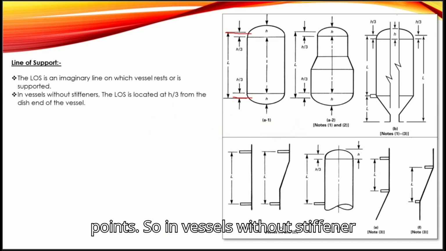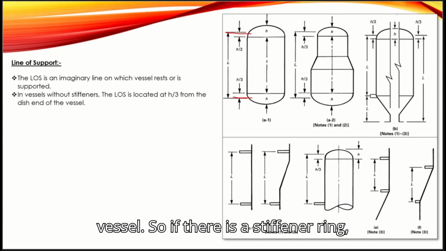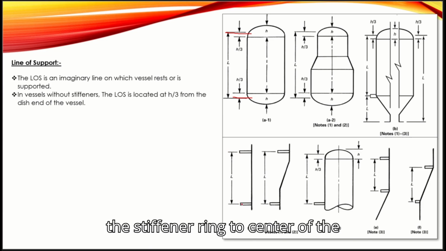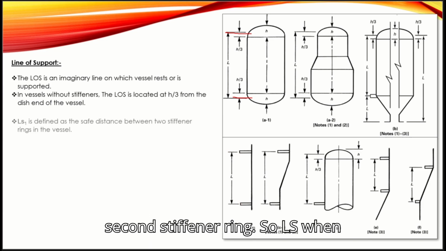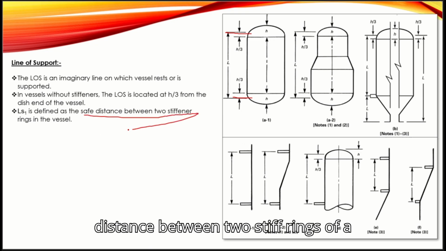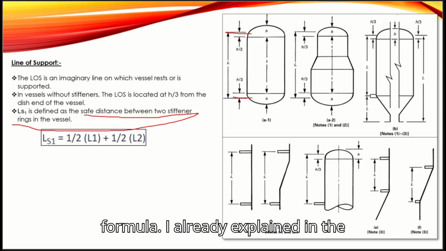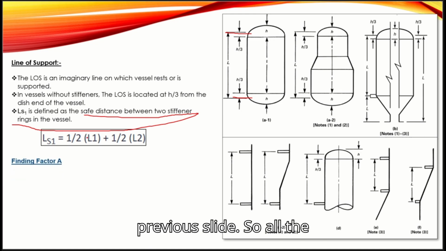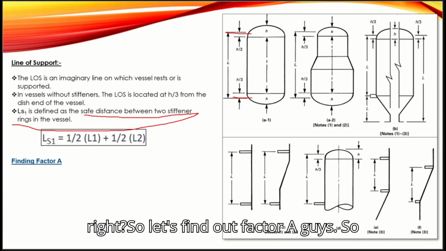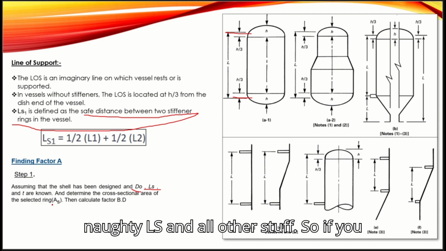In vessels without stiffener rings, the line of support is located at the H by 3 distance from the tangent line of the vessel. If there is a stiffener ring, it is the distance between the center of the stiffener ring to the center of the second stiffener ring. So LS1 I already told you is the safe distance between two stiffener rings of a vessel. This is the LS1 formula I already explained in the previous slide. All the variables we find out except factor A, right? So let's find out factor A, guys. We already assumed D naught, LS, and all other stuff.